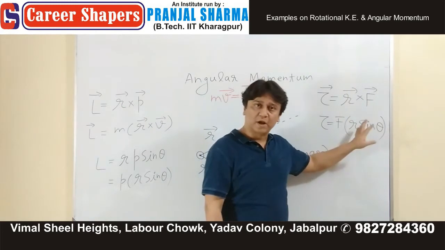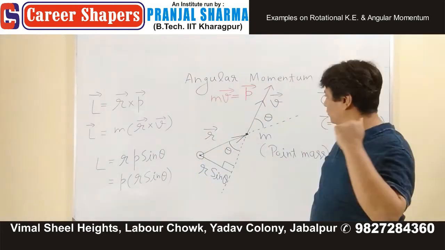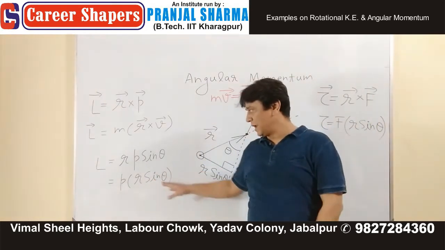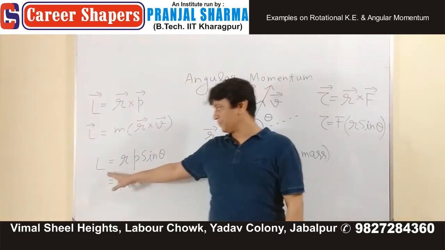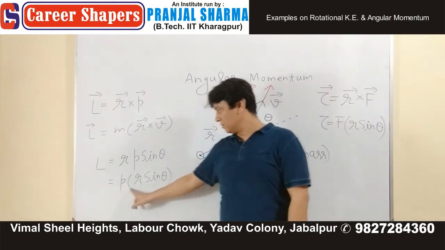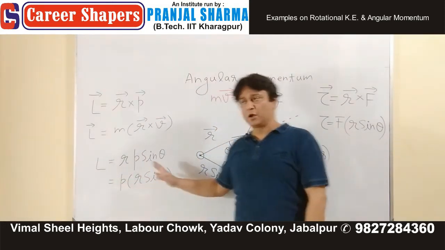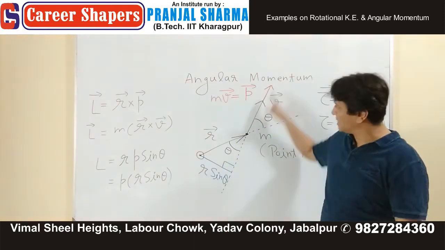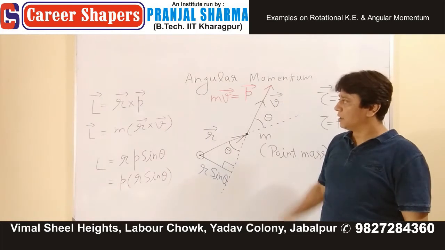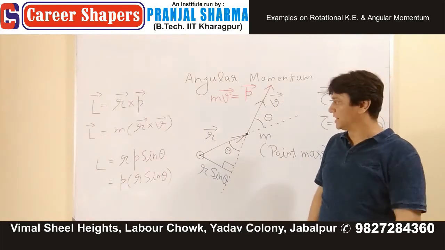We have done this once, not a new thing. If you are confused, you can see the first lecture. So this angular momentum part for us is now what? Linear momentum multiplied by perpendicular distance of linear momentum from the axis of rotation. Note down this and then we'll write the statement version also.